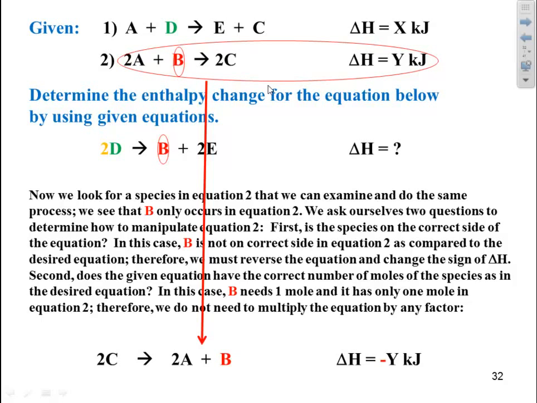Now, I've done something to each of the givens, so now I will take those givens and add them up and see if it gives me the equation in question. If it does, then I've done it correctly, and all I have to do is add my delta H's. If it doesn't, then I have a problem. I need to look at it in a little more detail and see if I made a mistake somewhere.